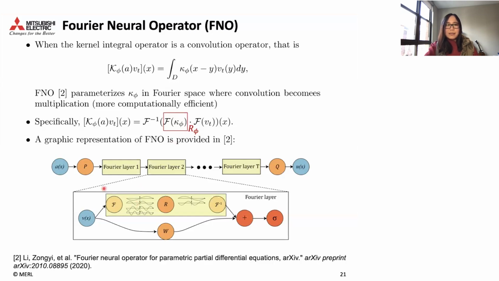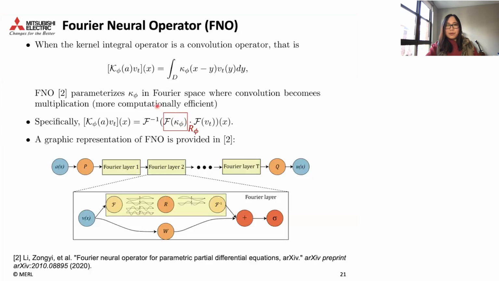In the graph representation, we have our input function, and then we lift it into a higher dimensional space. And then we go through multiple layers of this Fourier transform, and then this is a direct matrix multiplication. And then at the last layer, we will project the higher dimensional representation back into our physical or the output function space. So this is the original Fourier Neural Operator.